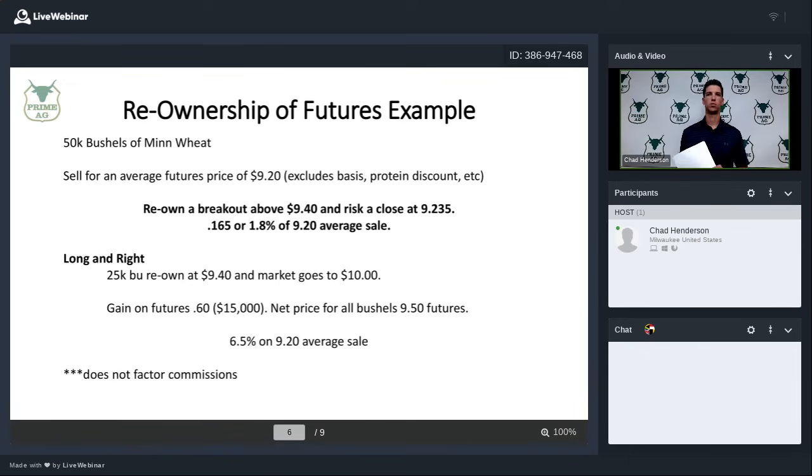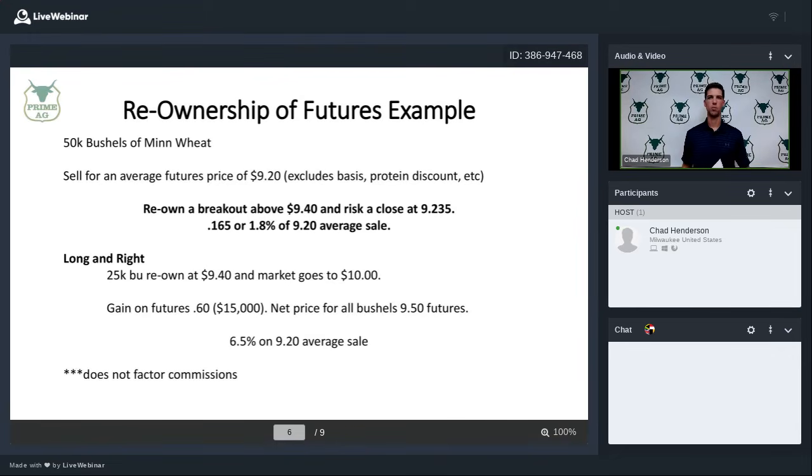Same 50,000 bushels sold. We get it done for an average price of $9.20. We buy that $9.40 breakout and the market goes to $10, okay? You've got a gain of 60 cents on your futures, about $15,000, bringing your net price on all your bushels up to $9.50. Nice little way to add, to stay on board and to raise up your overall net price.